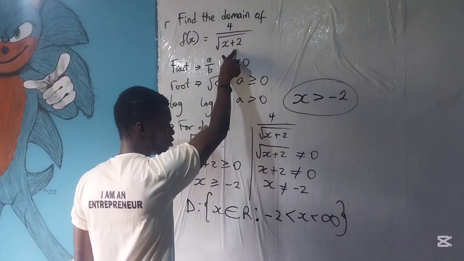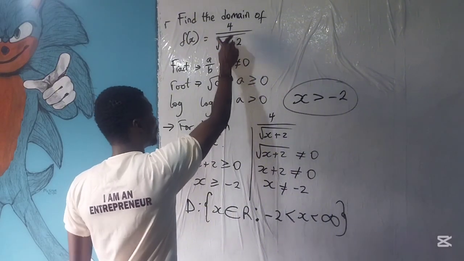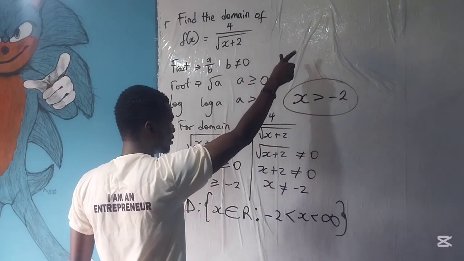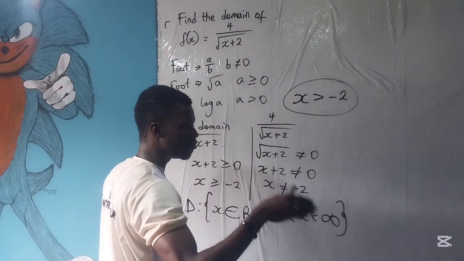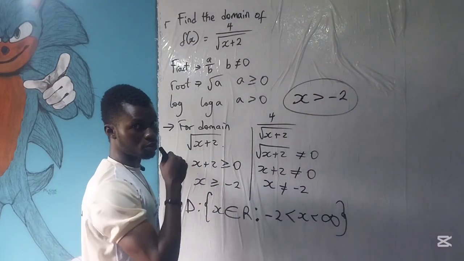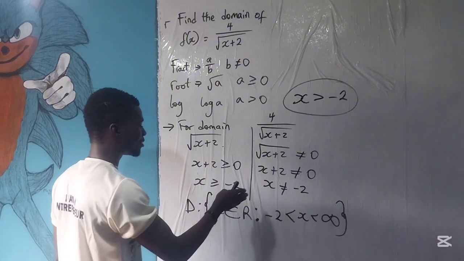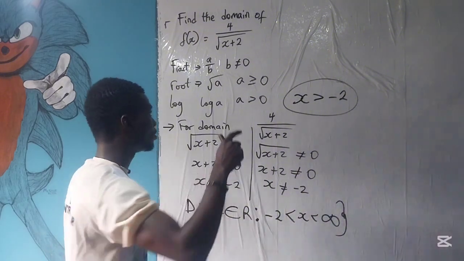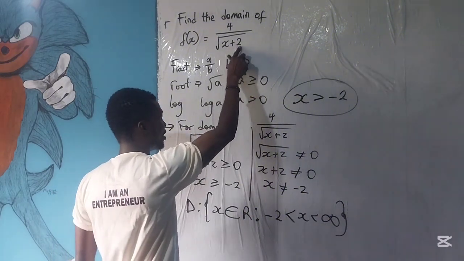So you can see there, we have two things. We have the square root and we have the fraction. When it's square roots, we can get numbers greater than or equal to 0. So that's how we do for that part.